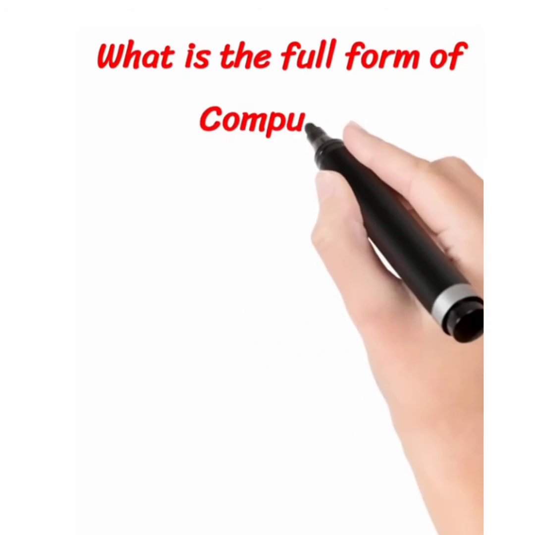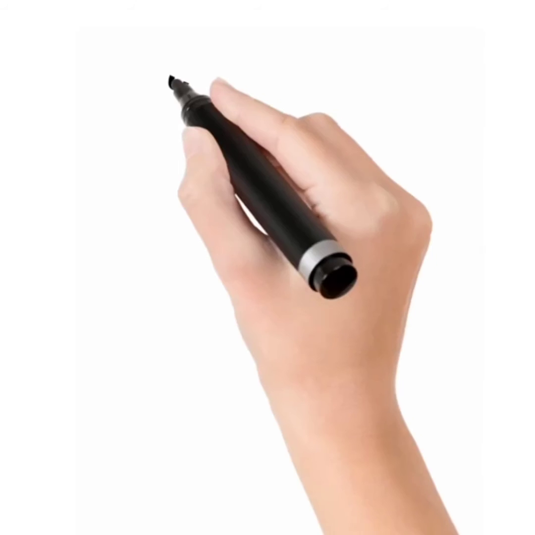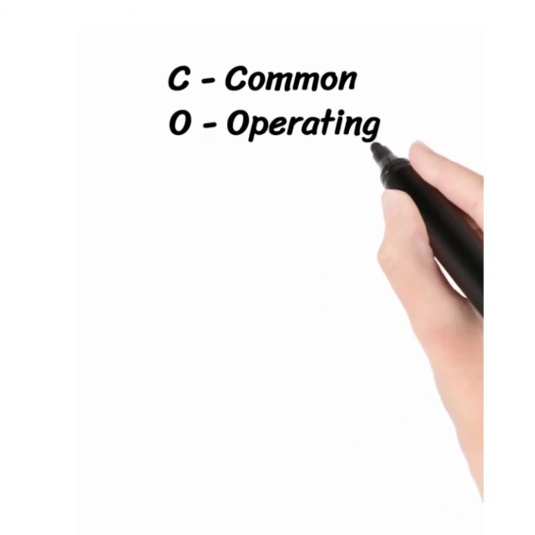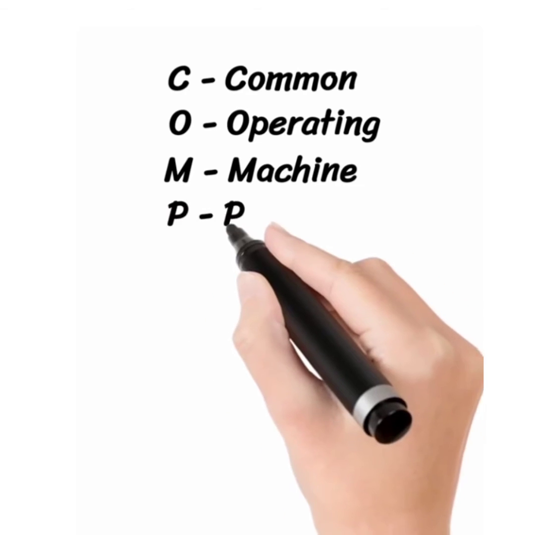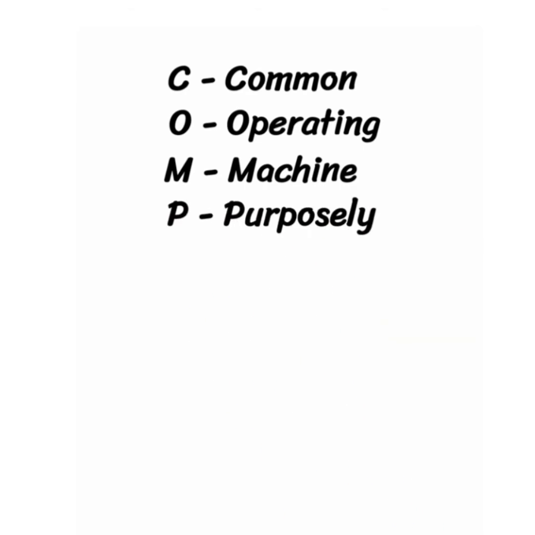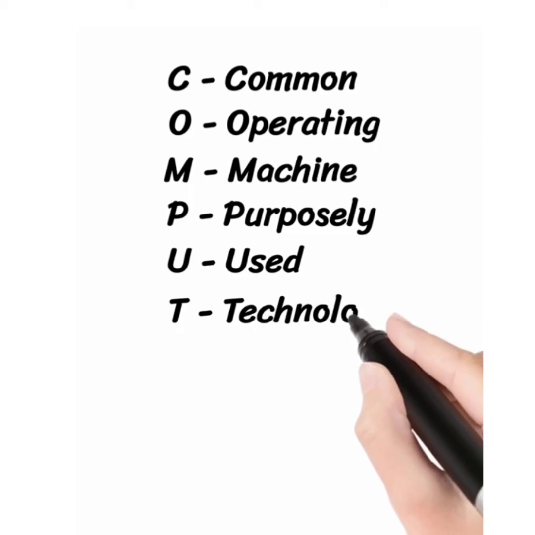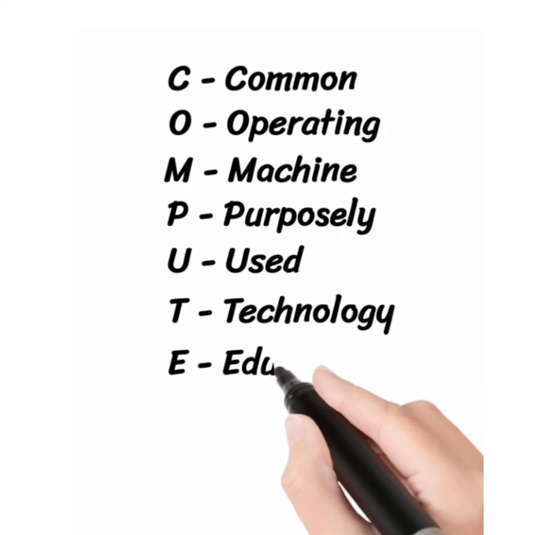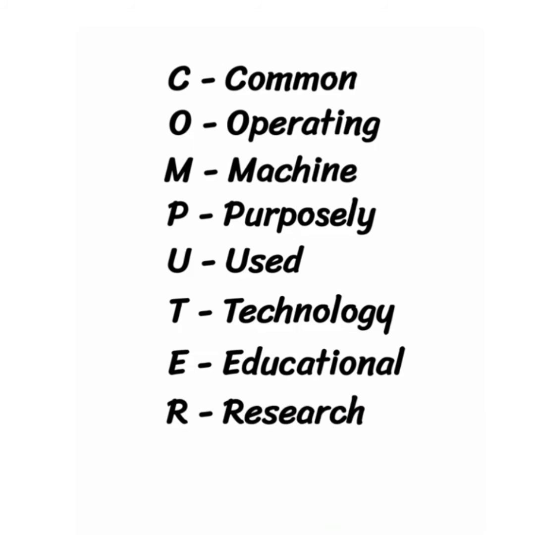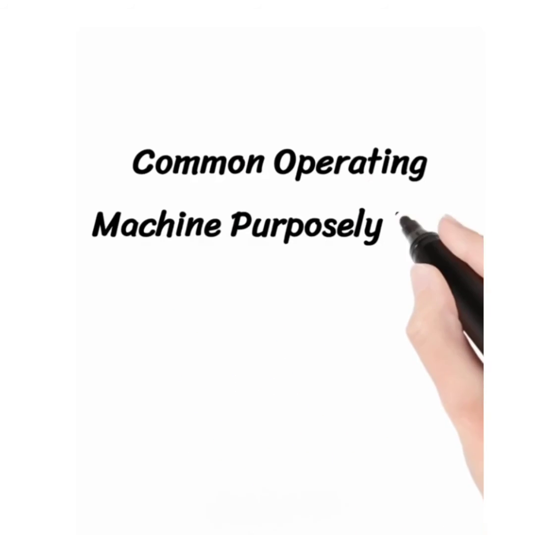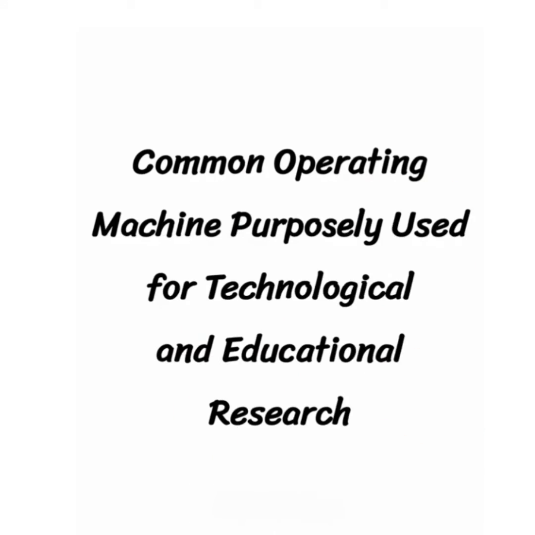What is the full form of computer? C for common, O for operating, M for machine, P for purposely, U for used, T for technology, E for educational, R for research. The complete full form of computer is Common Operating Machine, purposely used for technological and educational research.